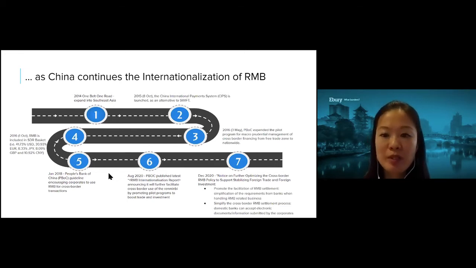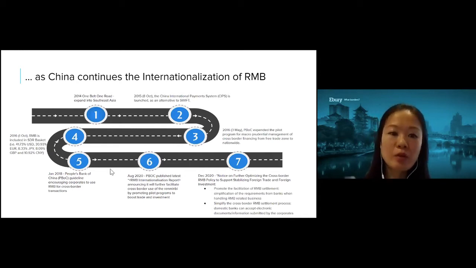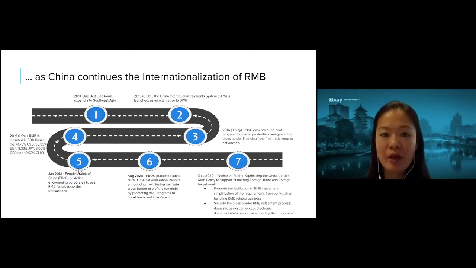And then from 2018, we have seen how the regulators in China, especially the central bank, PBOC, have been releasing different guidelines to promote the cross-border use of RMB for its corporates. There was one guideline that we saw at the beginning of 2018. This is milestone number 5, where the People's Bank of China talks about different ways that the RMB could be used in international ways.